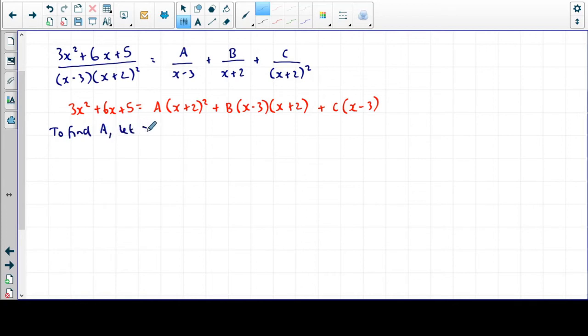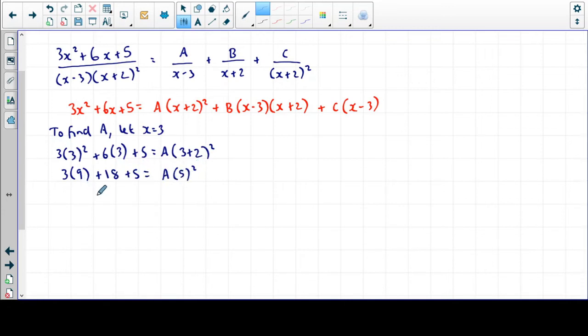So to find a, I'm going to let x be equal to 3. Because if I make x equal to 3, this bracket will become 0, this bracket will become 0, and everything joined onto the b and c will disappear. So I'll end up with 3 times 3 squared plus 6 times 3 plus 5 is equal to a brackets 3 plus 2 squared. So that's going to give me 3 times 9 plus 18 plus 5 is equal to a times 5 squared. And ultimately that's going to give me that 50 is equal to 25a, therefore a is equal to 2.